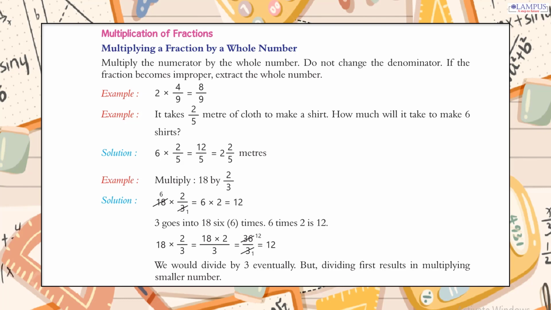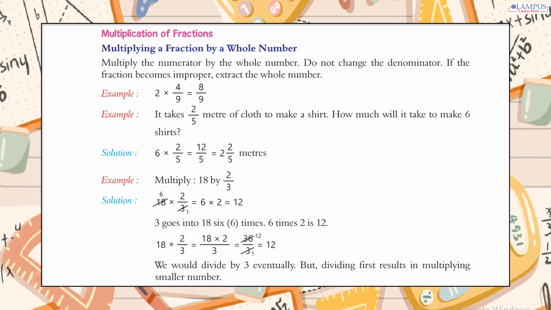Example. 2 multiplied by 4/9 equals 8/9. Example. It takes 2/5 meters of cloth to make a shirt. How much will it take to make 6 shirts? Solution. 6 multiplied by 2/5 equals 12/5 equals 2 and 2/5 meters.